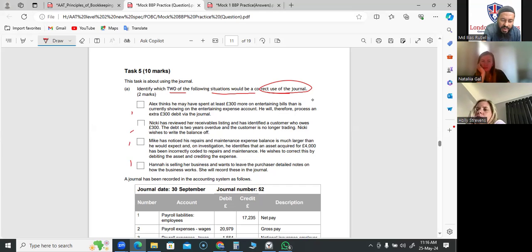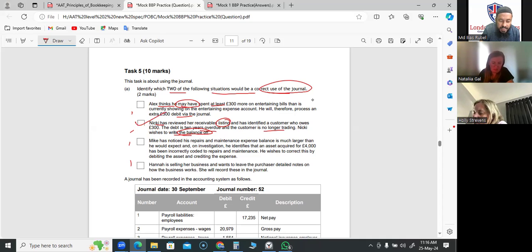So, 1, 2, 3, 4 items I'd like to read. Alex thinks he may have spent entertaining bills, then currently showing the entertaining expense account. You'll therefore process an extra debit by the journal. We don't do any journal on a "may have", remember. Nikki has reviewed her receivables listing and has identified a customer who owes 300, 2 years overdue, no longer trading, and writes the balance off. This is an irrecoverable debt, and we do journal on that. Irrecoverable debt debit, receivables credit.